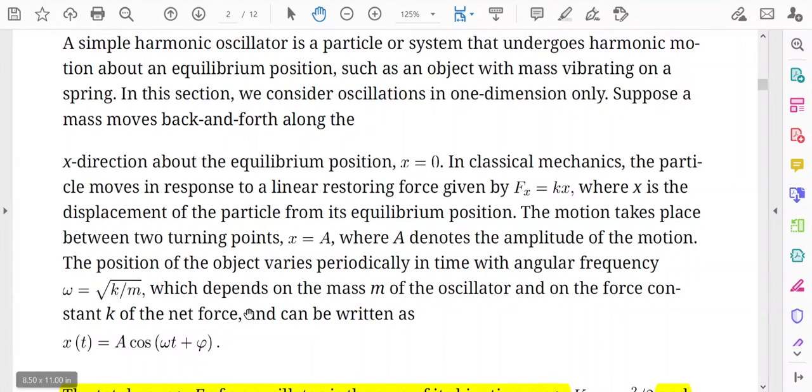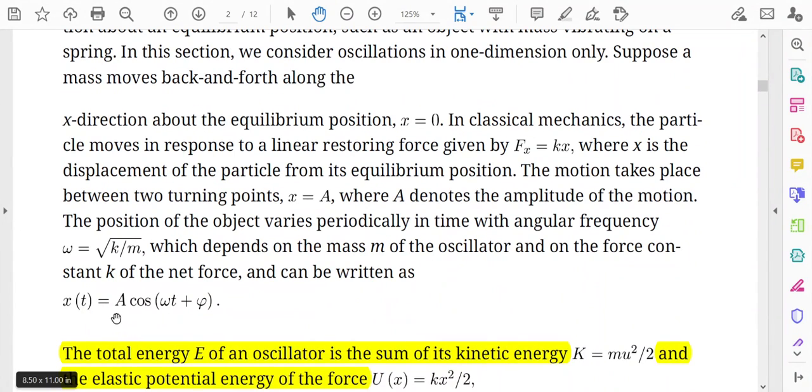And the displacement x can be written as a cos(omega t plus phi). As the vibration is periodic in nature, the displacement should be represented by some periodic function. So x can be represented as a cos(omega t plus phi).